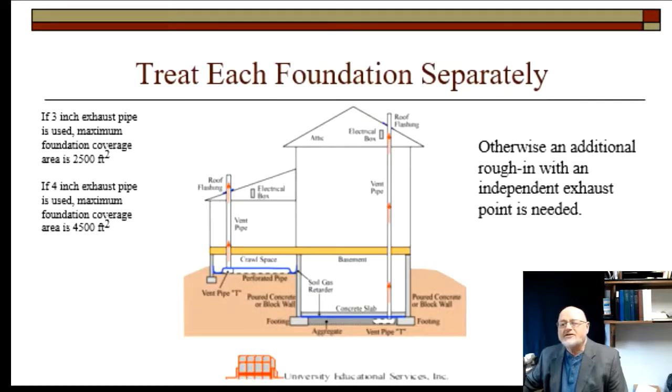And you see here the difference between the last slide and this slide is that this exhaust point doesn't connect with what I called the main exhaust line, the main vent pipe. This has its own vent pipe that comes up and penetrates the roof here. It will have its own electrical box for the case where you may need to put in an exhaust fan, or the owner may want an exhaust fan put in later if the radon concentration is still too high.